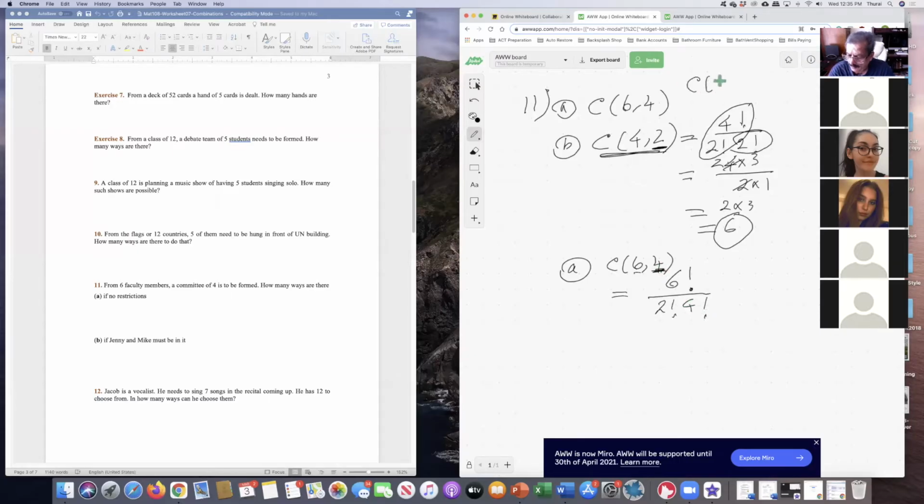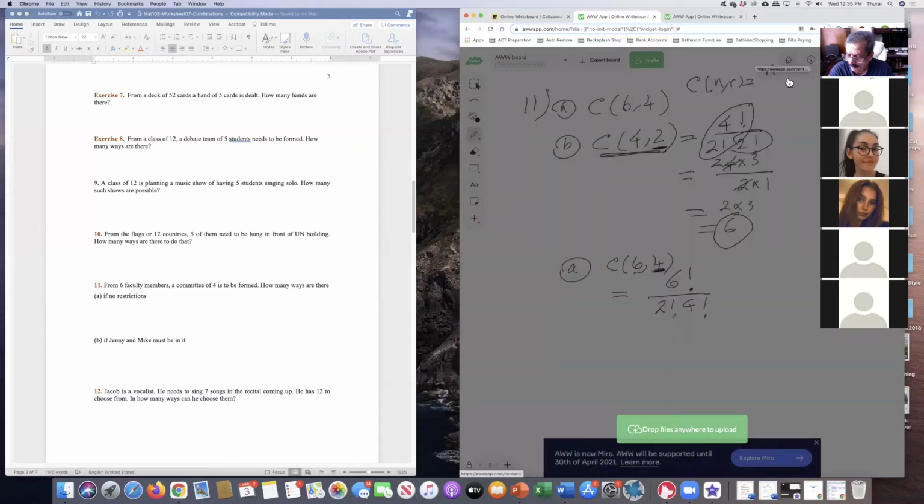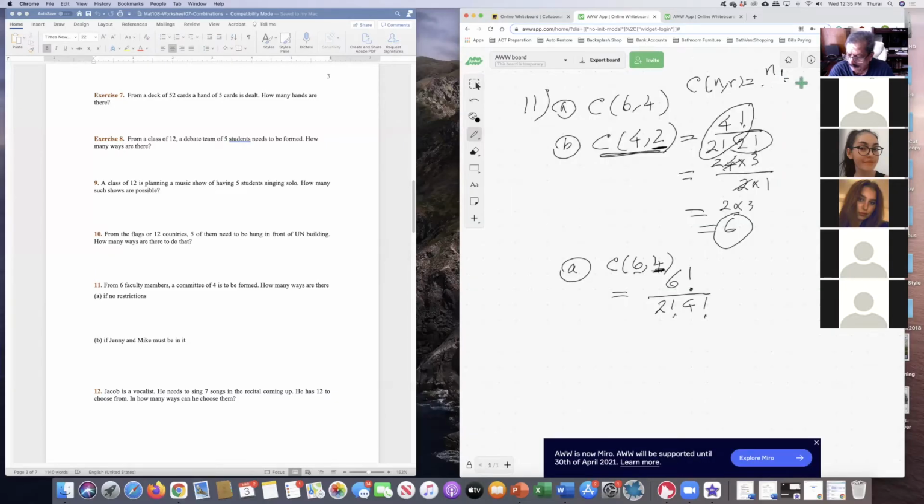The formula is C(n,r) equals factorial n over factorial n minus r times factorial r. And that's what I'm applying. So 6 factorial over 6 minus 4, which is 2. So 2 factorial times 4 factorial. Now to simplify further, I combine these 2. That gives me 6 times 5. And then factorial 2 is just a 2. And simplifying 2 and 6, you get 3 times 5, which is 15. So 15 ways to make the committee.